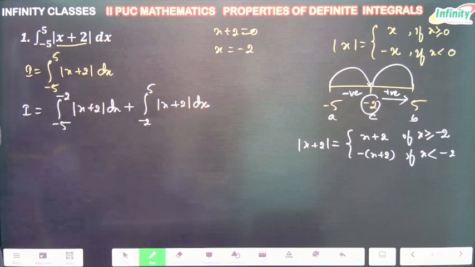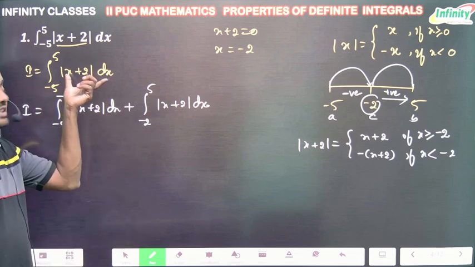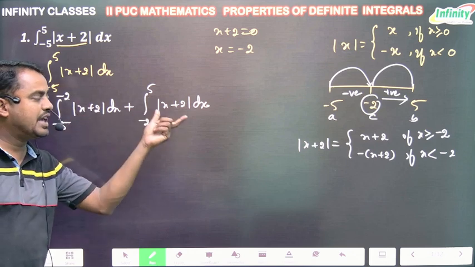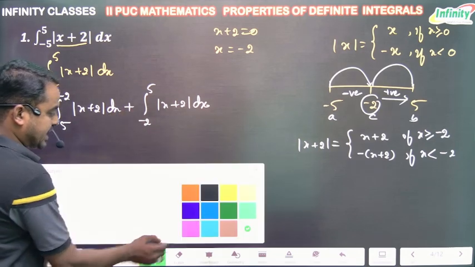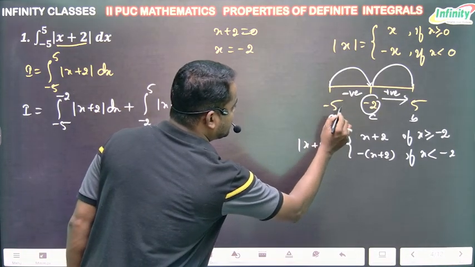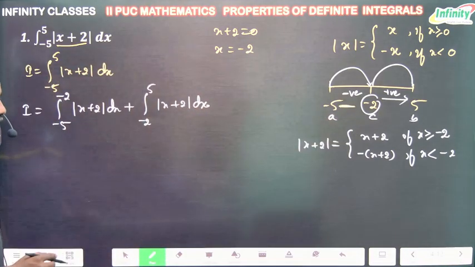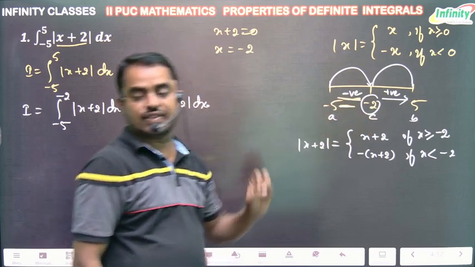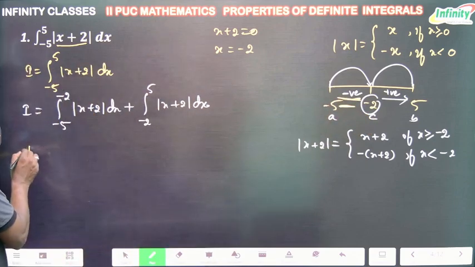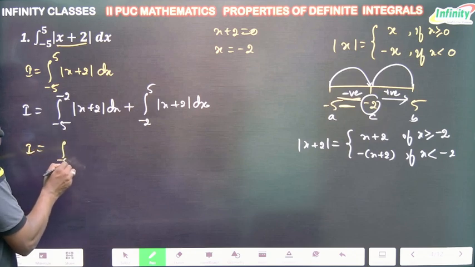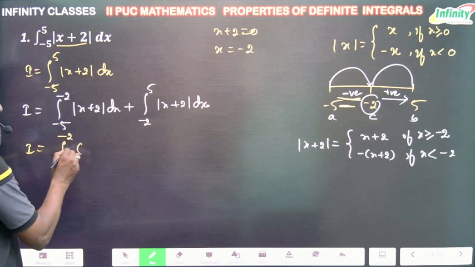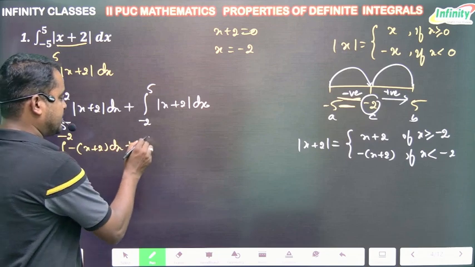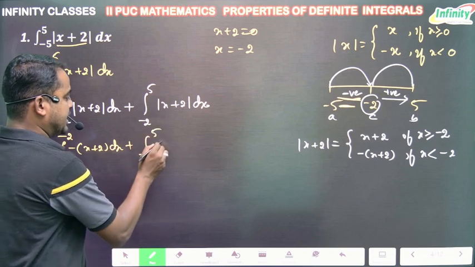So this is the first part; after breaking, the integral can be written as minus 5 to minus 2 mod of x plus 2 dx and minus 2 to 5 x plus 2 dx. Now in this interval, that is minus 5 to minus 2, this modulus function will be negative. That is, if x is less than minus 2, on this side, it is negative, so it opens with a negative sign. So minus 5 to minus 2 is minus of x plus 2 dx, plus minus 2 to plus 5, where it is positive.